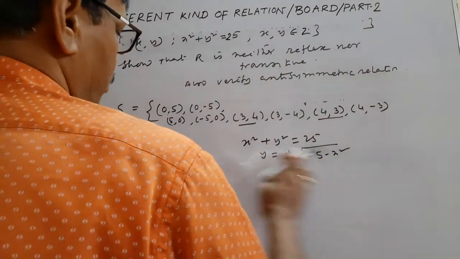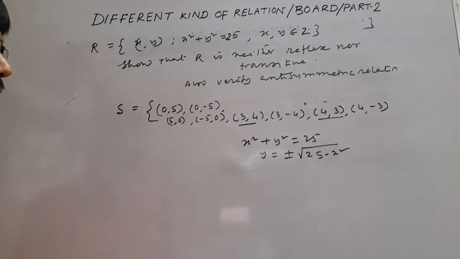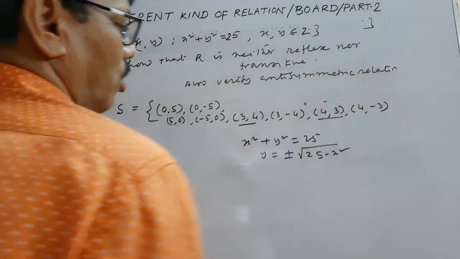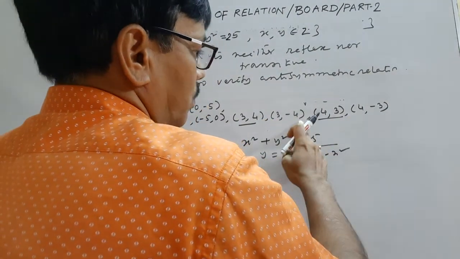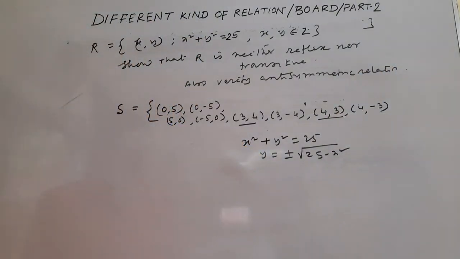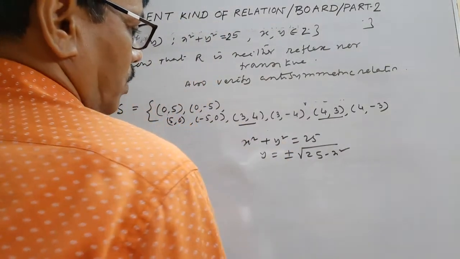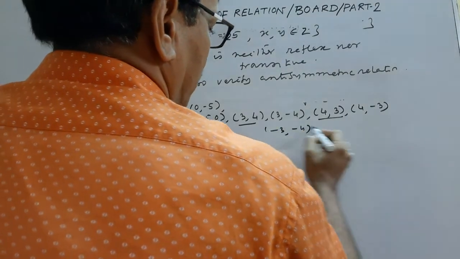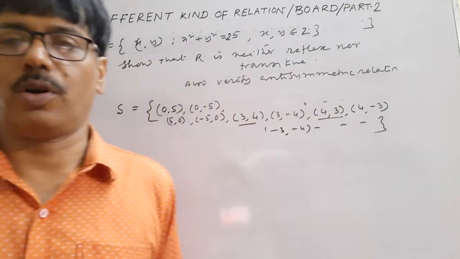So x equals 5, y equals 0; x equals minus 5, y equals 0. Now (3, 4), (4, 3) also possible. (3, minus 4), (4, minus 3) also possible. Then (minus 3, minus 4). We are getting these types of ordered pairs.